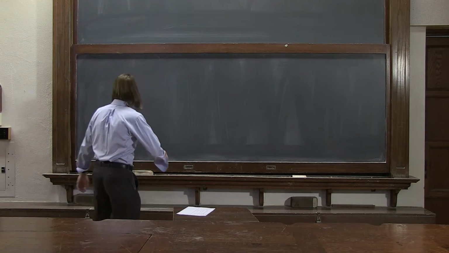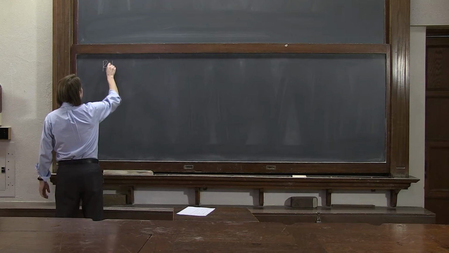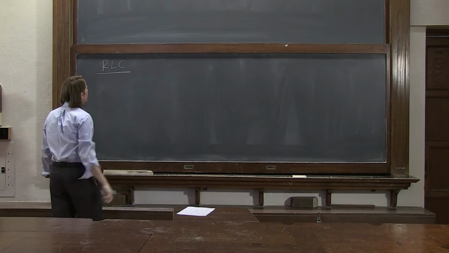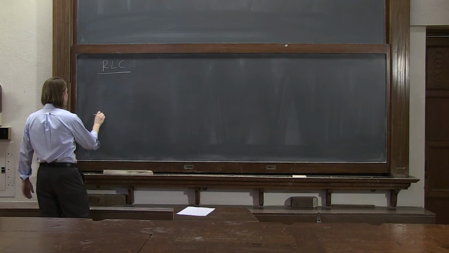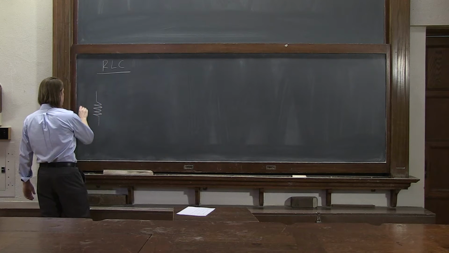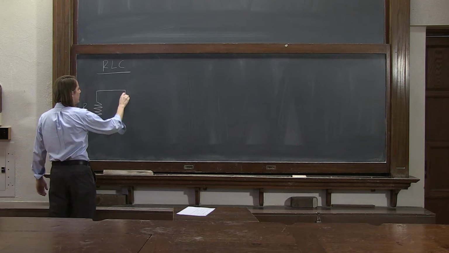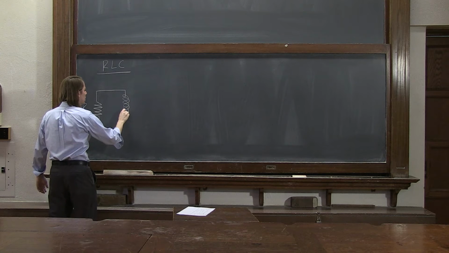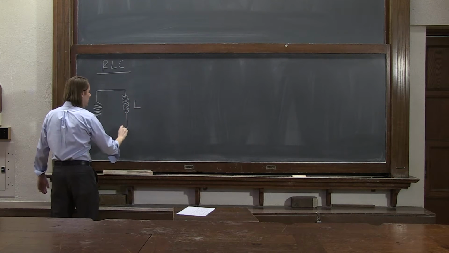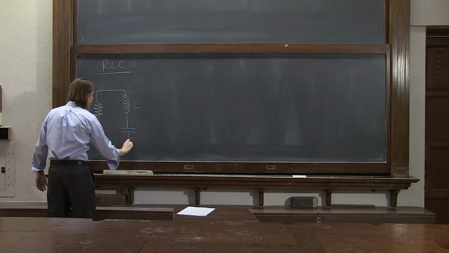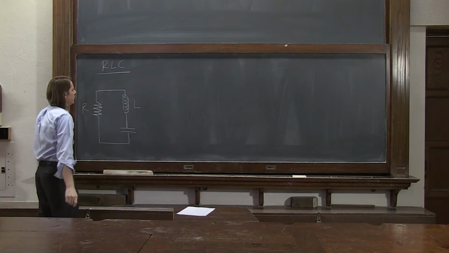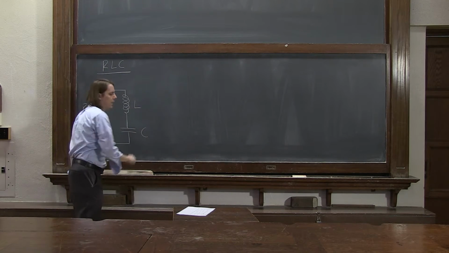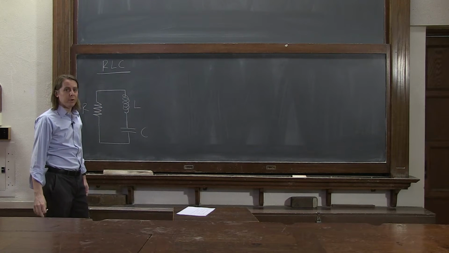Here's another circuit that will oscillate for us, the RLC circuit. You can probably guess what that is. It's got an R, and it's got an L, and it's got a C. A resistor, an inductor, and a capacitor in series.